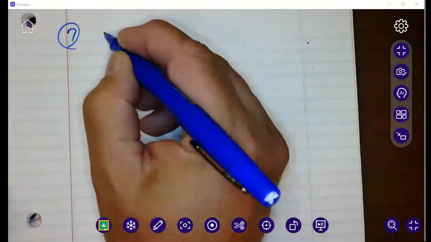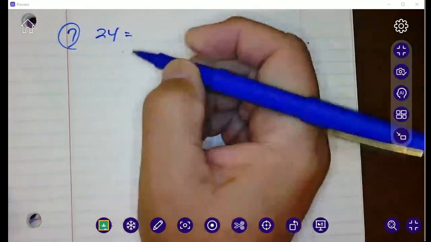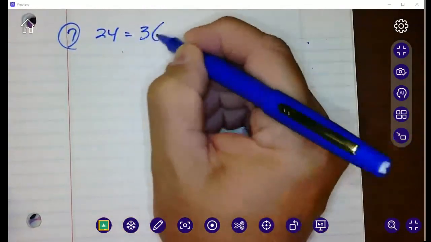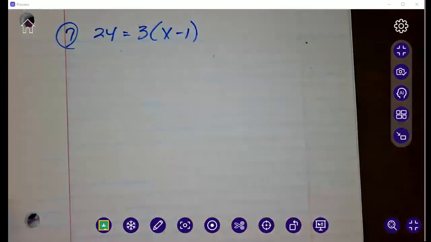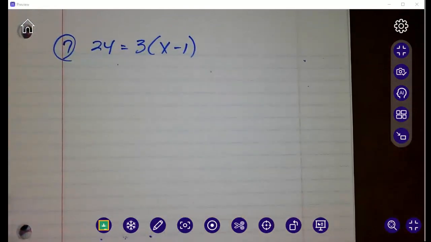So this example is 24 equals 3 times (x minus 1). So this one's very similar to the last one, but this time the variable's on the right. That doesn't make any difference. The variable can be on either side. You're still trying to get x by itself.